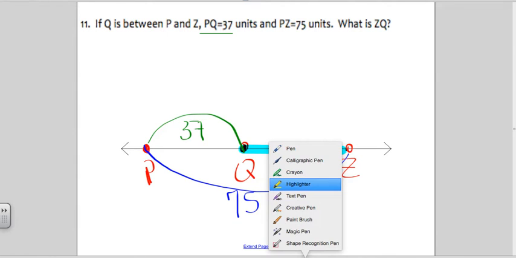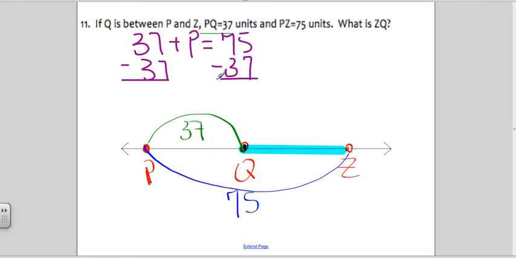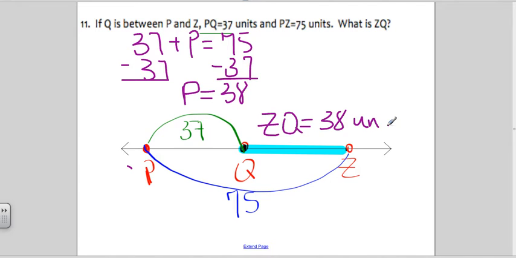Notice I can use my segment addition postulate that says part plus part equals whole. So I have 37 plus my part equals 75. So I can subtract 37. So I get that part equals, let me see, that should be 38. So my answer should be ZQ equals 38 units.